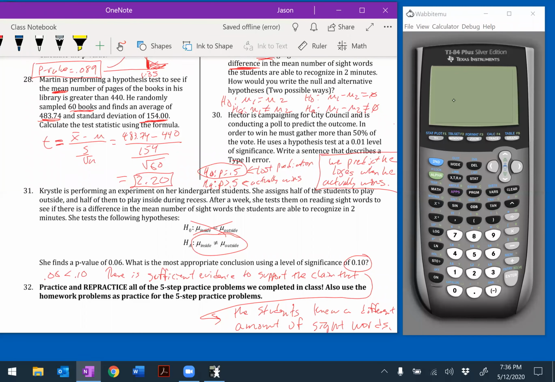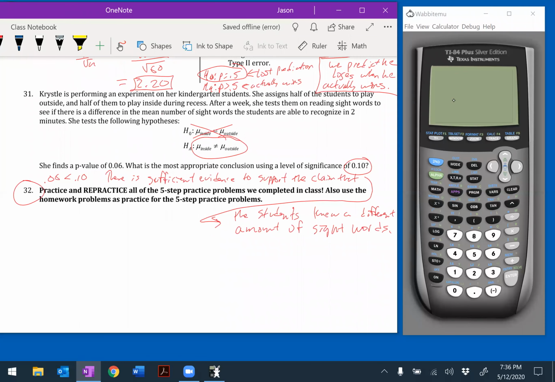Boom, that's it. Okay. Number 32, practice, practice, practice the stuff that we went over at the beginning of class. Practice the 5-step methods. You'll have 5 of those on the exam, at the very end, and the rest of it is going to be multiple choice. The exam is in Canvas, and I'll see you on Thursday.